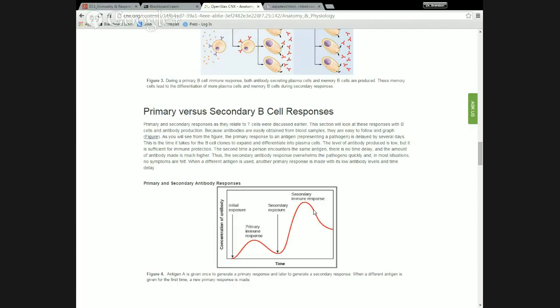Now, primary response is the first time you're exposed to something. The secondary response is really all subsequent exposures. So if this is chickenpox, the first time you get chickenpox, you get sick. But then if you're ever exposed to chickenpox again, whether it's one more time in your life or 20 more times in your life, you're always going to have this secondary type response, and you're going to not have any symptomology. You're going to fight off the infection before it's ever a problem.